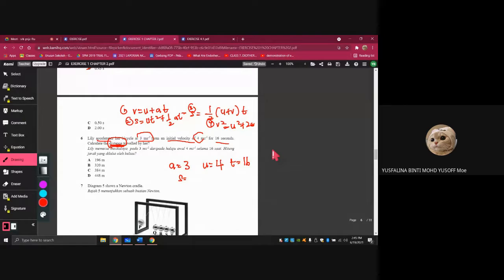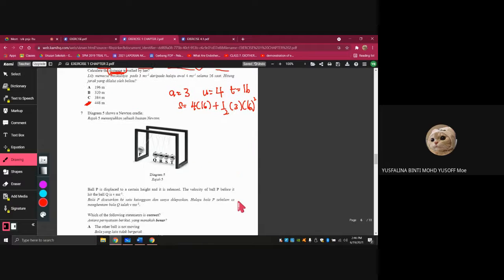Okay, so S is ut plus half at squared. u t is 16, plus half, a is 3, t is 16 squared. So I got 448. Some of you got 196. I don't know how they got 196. So this one is actually 448 meters. So the answer should be D.